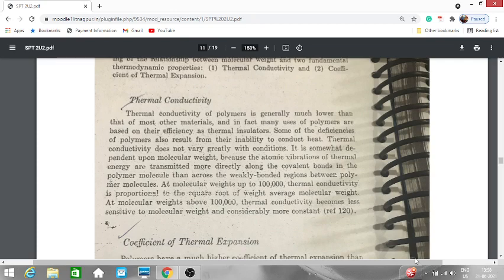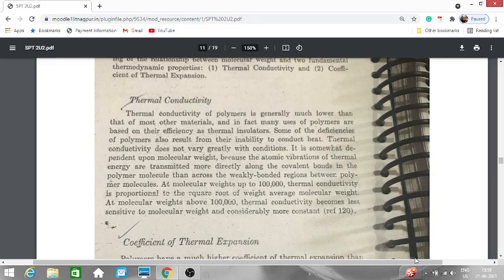Because plastics cannot carry current, they have very low thermal conductivity. Therefore, they are used as thermal insulators. Some of the deficiencies of polymers also result from their inability to conduct heat. So it has positive as well as negative effects. Thermal conductivity does not vary greatly with conditions.